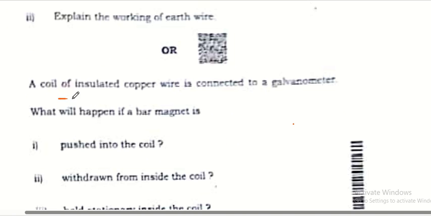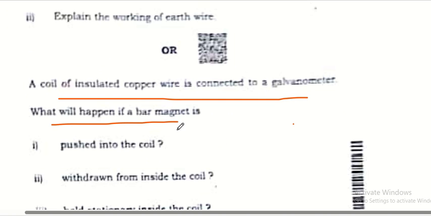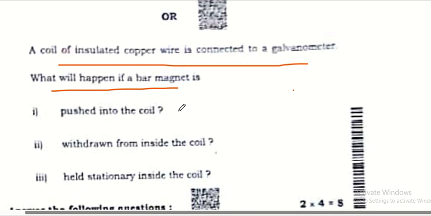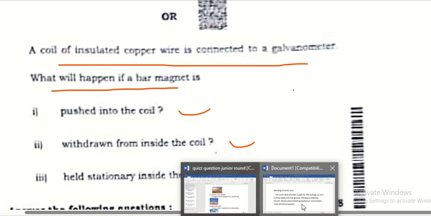And then, a coil of insulated copper wire is connected to a galvanometer. What will happen if the bar magnet is pushed into the coil, withdrawn from inside the coil, and held stationary inside the coil? So we will see the answer.